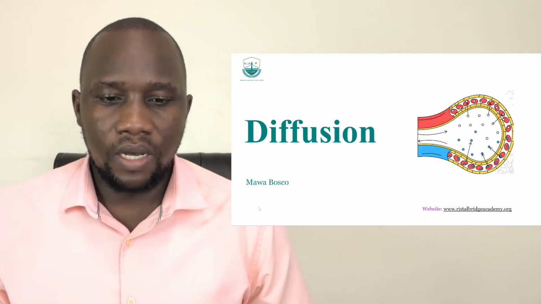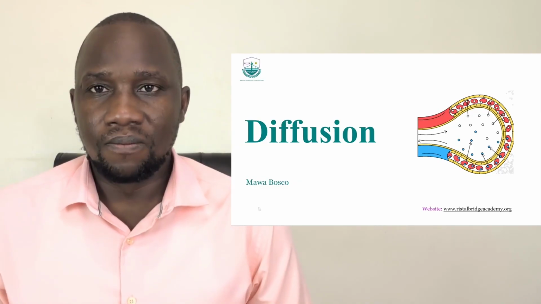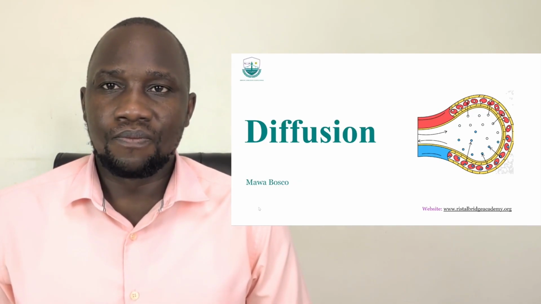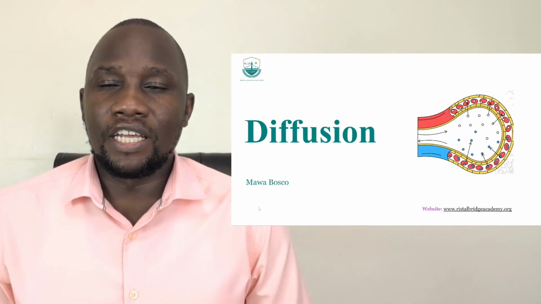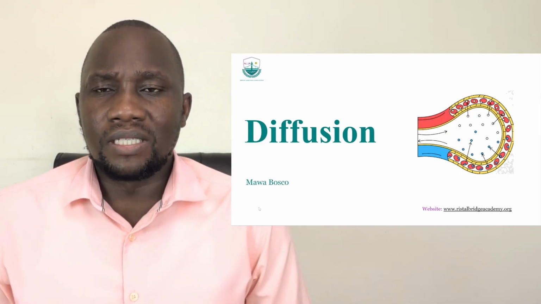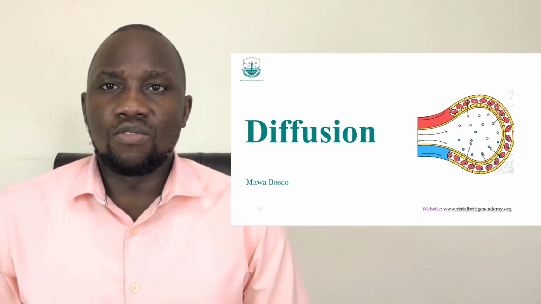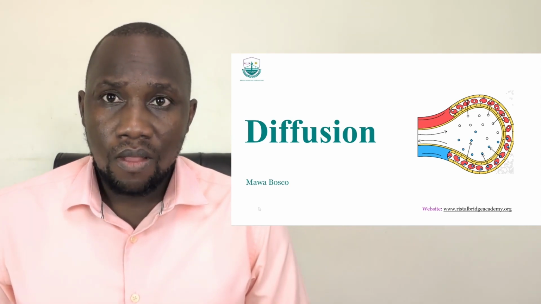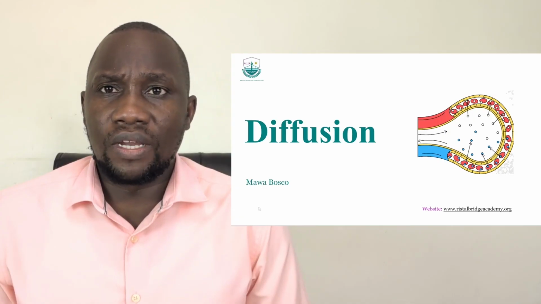So let us look at diffusion. In diffusion, we already know that it is a passive process, and the meaning of that is that you don't actually need ATP, or you don't need energy, because energy is in the form of ATP, and ATP stands for adenosine triphosphate. So that means that with diffusion, you are having material or particles moving along the concentration gradient.